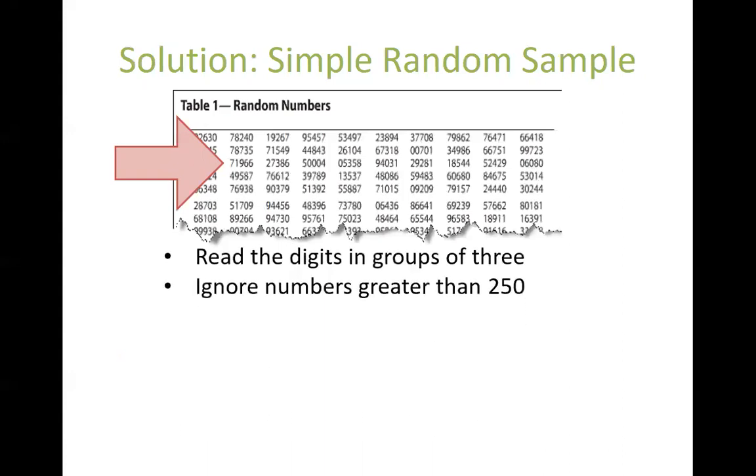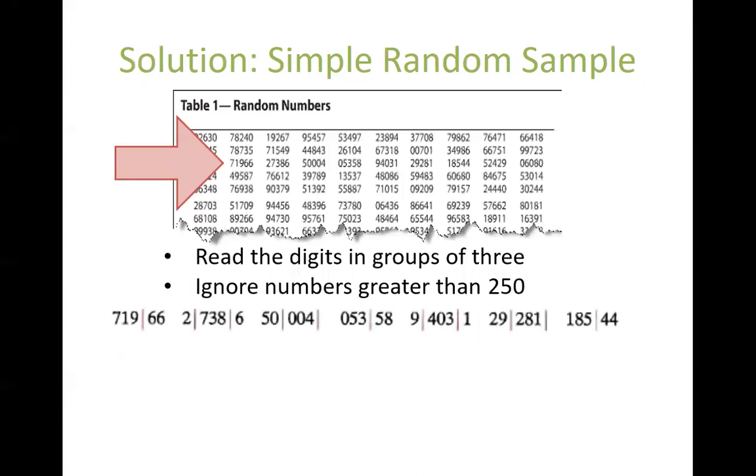719. Okay, is that bigger than 250? Yeah, so I'm going to throw out 719. Next 3 numbers, 662, that's too big. 738, that's too big. 650, that's too big. But look where we are now. The next 3 digits are 004. I'm on a hunt now to find sheep number 4, then sheep number 53. That one's too big, that one's too big. 129, and I would do that until I came up with 15 numbers. That's one way I could get random numbers. Make sense? Okay.